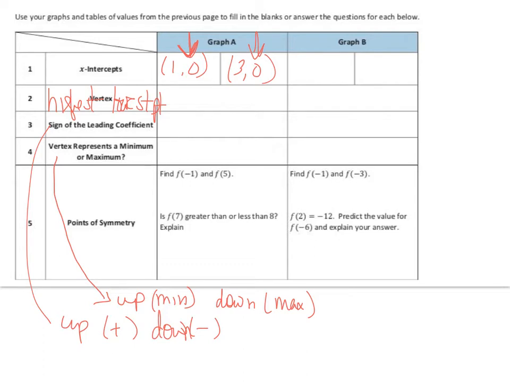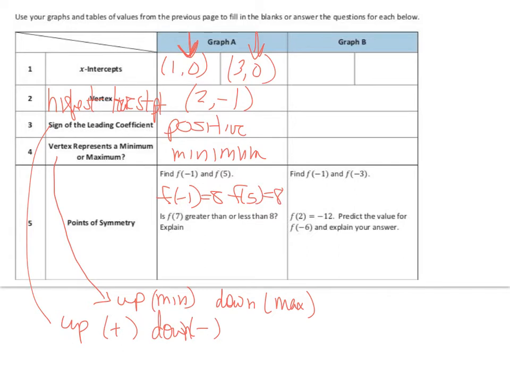Okay, so let's fill this out. Here I have 2, -1. This one opens up, so it's positive. Therefore, my vertex is a minimum. Points of symmetry. So this is just plug and chug. Find f of 1. Look at your graph. So f of -1 equals 8. And f of 5 also equals 8. That's a point of symmetry.